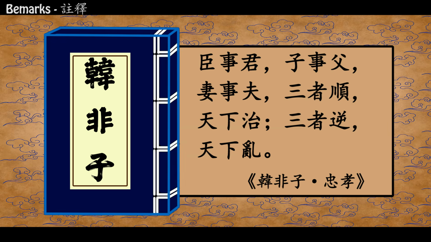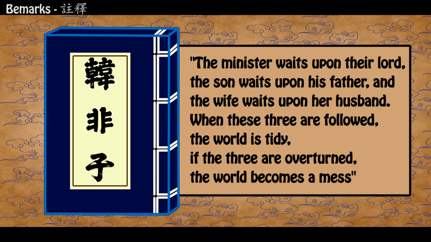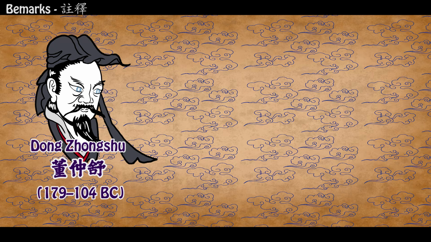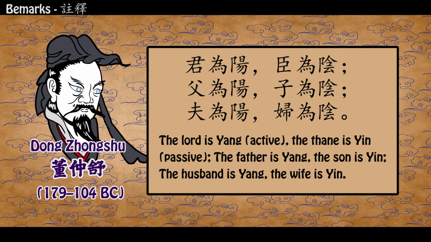臣是君，子是父，妻是夫，三者顺，天下治，三者逆，天下乱. Or in English, the minister waits upon their lord, the son waits upon his father, and the wife waits upon her husband. When these 3 are followed, the world is neat and tidy, but if these 3 are overturned, the world becomes a bloody mess. 100 years later, the Han Loremaster, Dong Zhongshu, who pushed Confucianism as state teaching, worked the 3 key links into his writings, with a Confucian spin, of course.